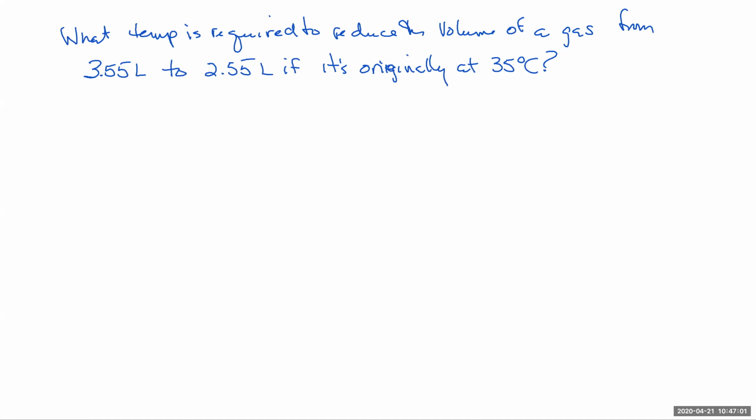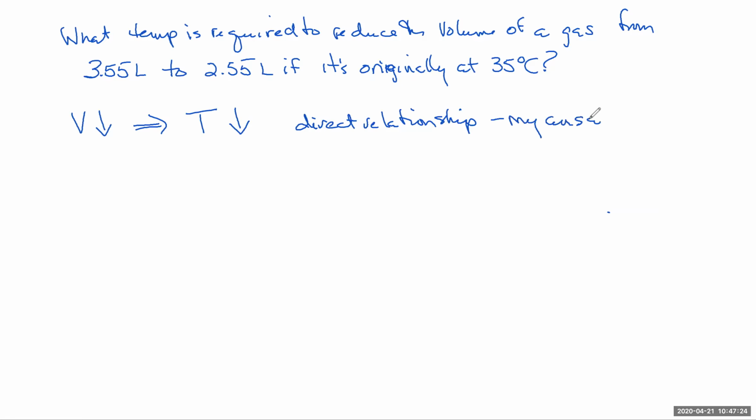First thing to think about is that the volume has to go down. If the volume has to go down, that means that the temperature has to also go down. This is because it's a direct relationship. So whatever I do, when I'm done, I should come up with an answer that is less than 35 degrees Celsius. This is a way you can check your work and make sure you're going well.